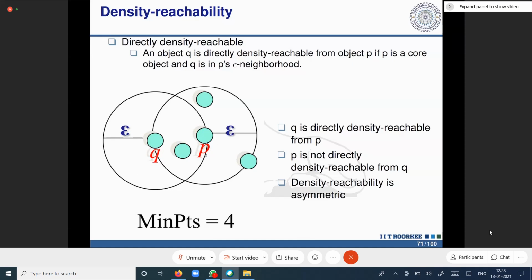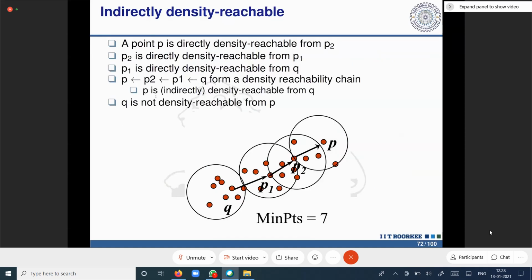Now, Q is directly density reachable from P, but P is not directly density reachable from Q. This is not an inverse relationship because Q is not a core point. So density reachability is asymmetric.